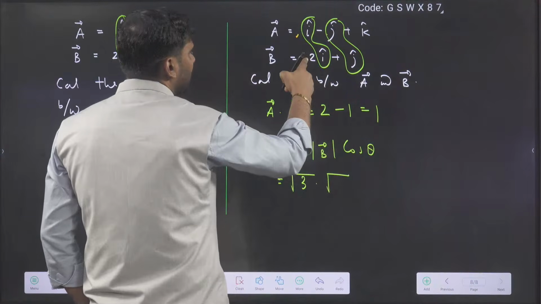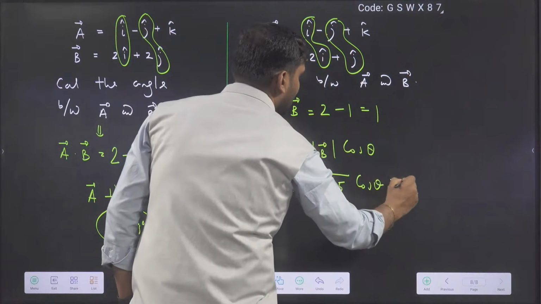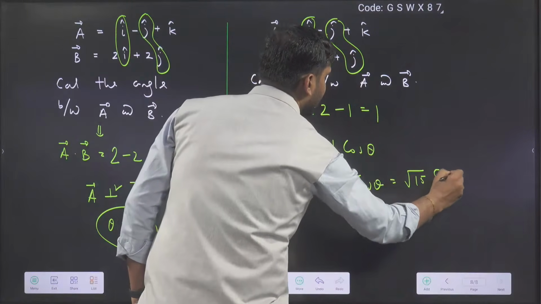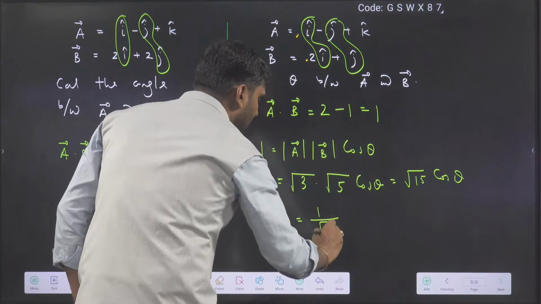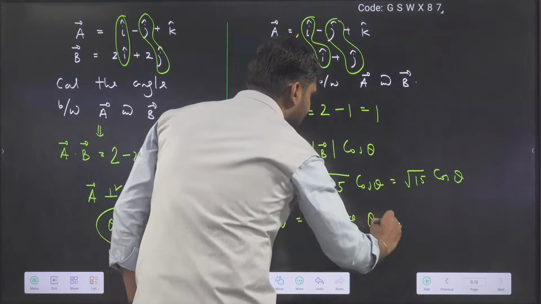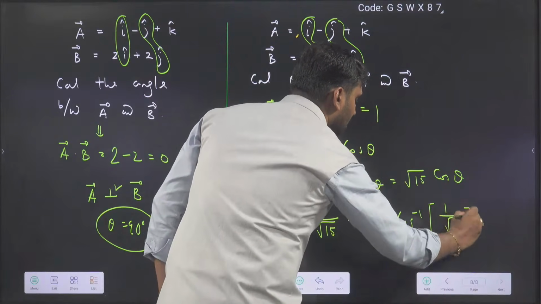How much is magnitude of B vector? 2 square, 4 plus 1, that means root 5. Cos theta, how much it is coming? Root 15 into cos theta. So cos theta coming how much? 1 by root 15. So theta is equal to cos inverse of 1 by root 15.